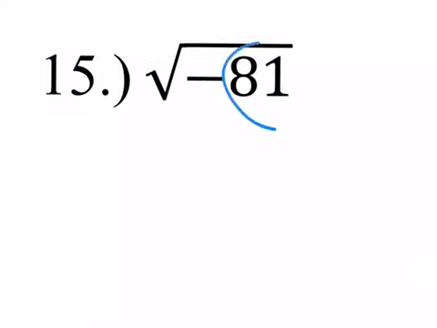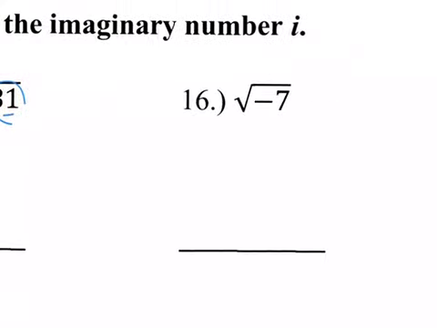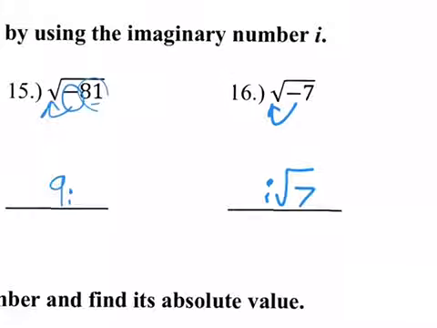Alright, so this one, 81 is a perfect square, the square root is 9. Square root of negative 1 is an i. Got 9i. And then sometimes square root of 7 can't be simplified any, but we can take out that negative and we have i square root of 7.